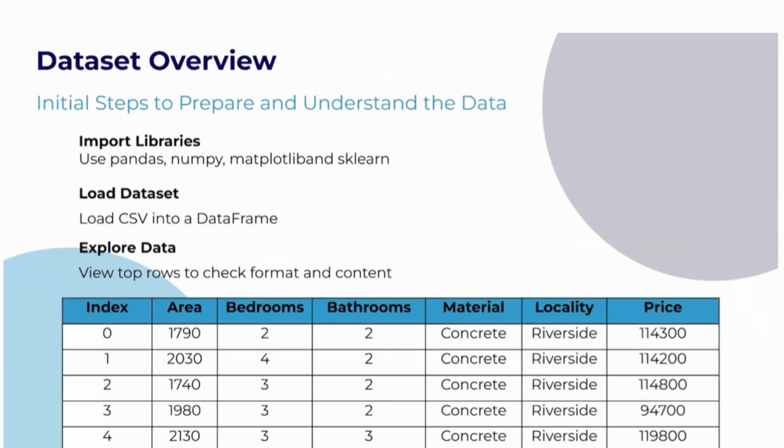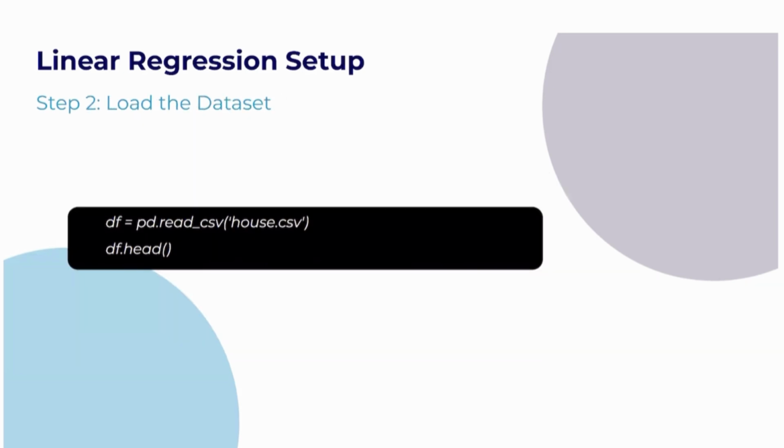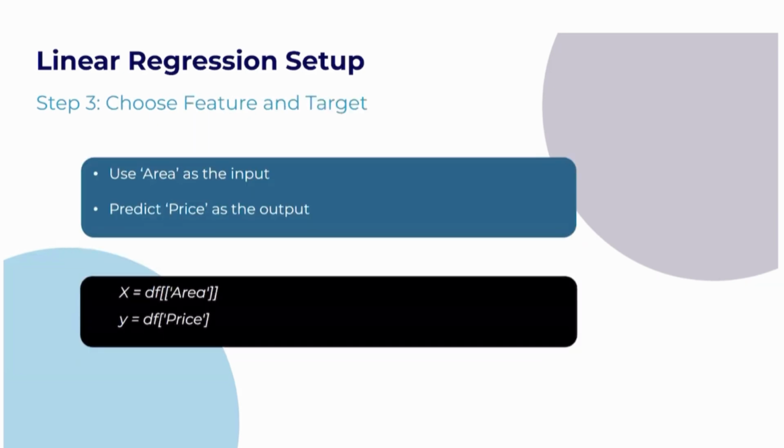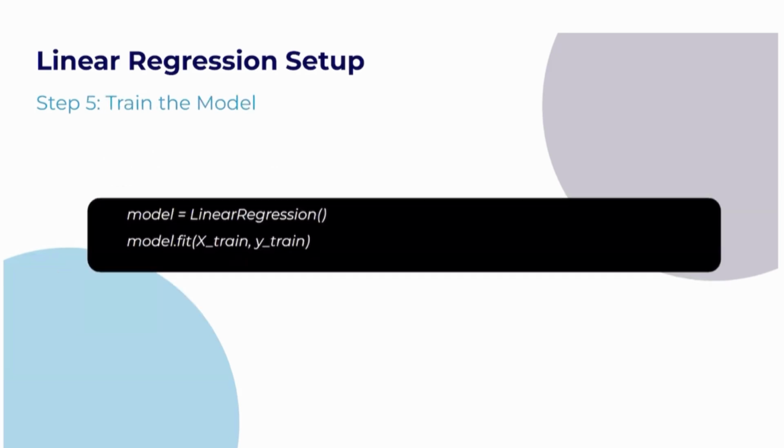Okay, so what we did is we had one variable here. We imported the required libraries: linear regression, train test split, mean squared error, R squared score. After that, we read the house price data, used area as the input and predicted price. Then we divided the data into 4 parts, training and testing for X and Y: 25% of the data was used for testing, 75% for training. The model was linear regression, and model.fit was used for training the model.